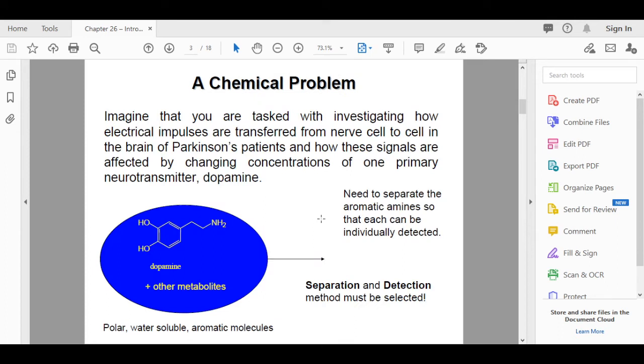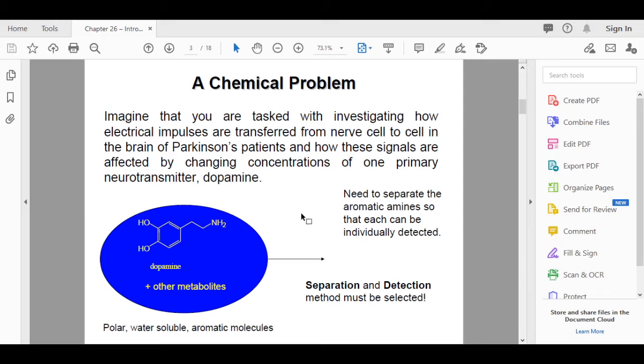We should move on to a problem regarding this. Imagine that you are tasked with investigating how electrical impulses are transferred from a nerve cell, which we call a neuron, to a cell in the brain of a patient having Parkinson's disease. You can see how the signals and electrical impulses are being transferred, and these signals are affected by changing concentration of one primary neurotransmitter, that is dopamine. So we need to separate the aromatic amines so that each can be individually detected. The basic thing is separation.